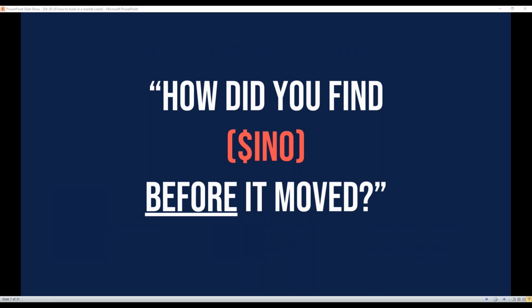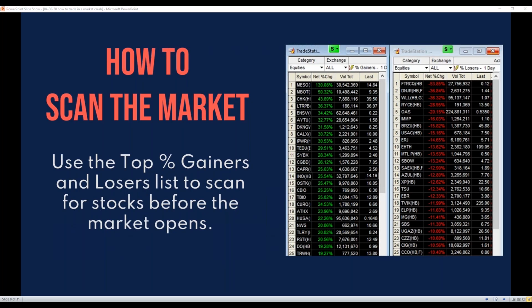So how do we find stocks like INO before they move? Looking at what's happening here, following the dominant market makers. The way we find these stocks is through the big percentage gainers and losers. Now, there's a lot of stocks that are moving, but how do you know which one? You can't trade every one of them. So what we do is scan through the market and find which ones.